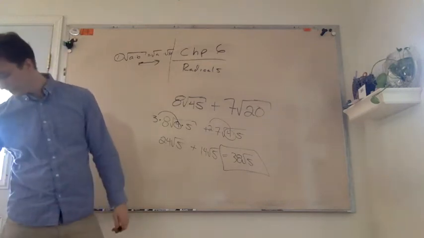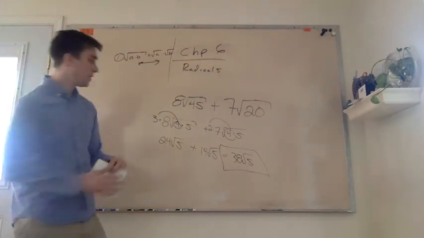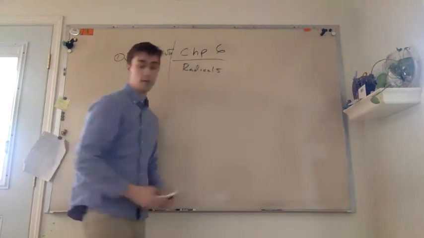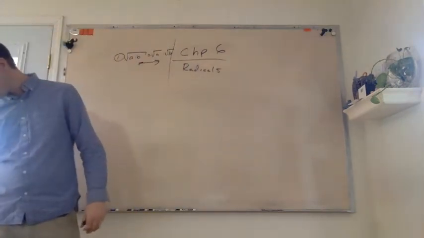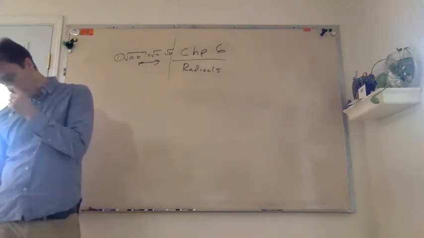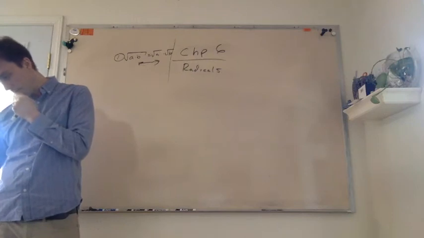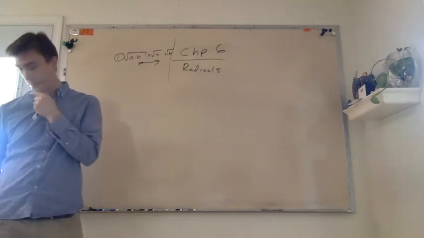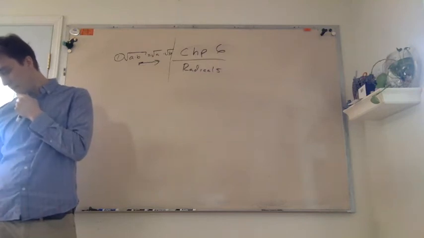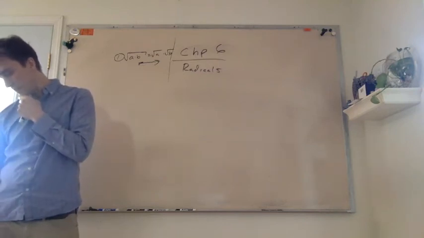Great. Okie dokie. So that's addition. I think that's all I want to say about addition and subtraction. Excellent. 6.5 was rationalizing the denominator. We already talked about that.